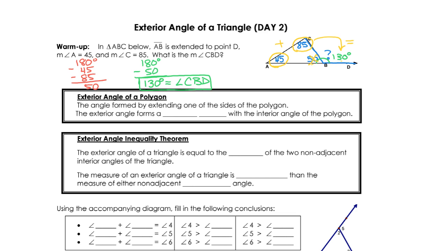And that's what we're going to have to do today, because today they're not going to give us angles like 45 and 85. What they're going to give us is expressions instead, and we're going to have to solve for x. And this will be the only way in order to find out what those 2 angles are. So here we go. The exterior angle of a polygon is the angle formed by extending one of the sides of the polygon. And our polygons are all going to be triangles today.